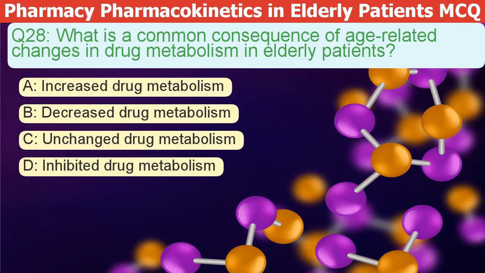What is a common consequence of age-related changes in drug metabolism in elderly patients? A. Increased drug metabolism. B. Decreased drug metabolism. C. Unchanged drug metabolism. D. Inhibited drug metabolism.